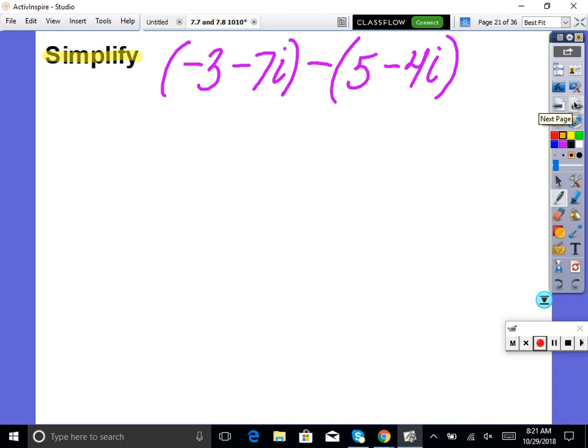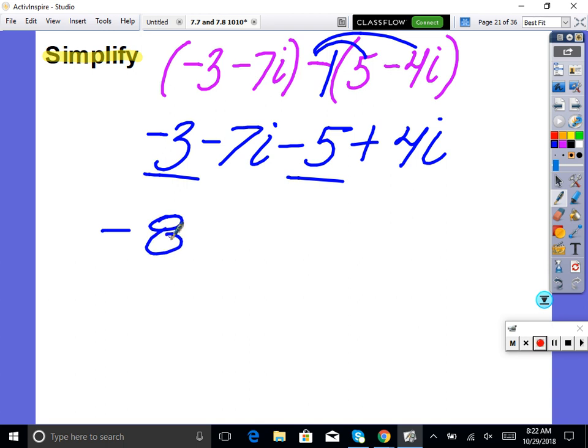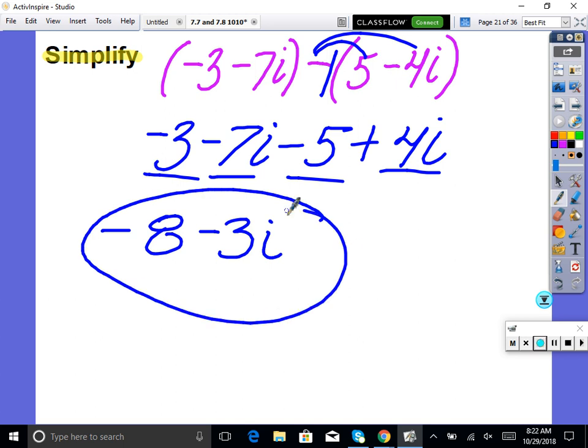Subtraction. People, we cannot miss these easy problems just because it's a subtraction sign. With a subtraction, shouldn't I take it and distribute the negative in? So this is negative 3 minus 7i. Now we have minus 5, and now we have plus 4i. So write it out with the negative distributed through, and then you're good to go. Negative 3 minus 5 is negative 8, isn't it? Negative 7i plus 4i is negative 3i. A plus bi form.